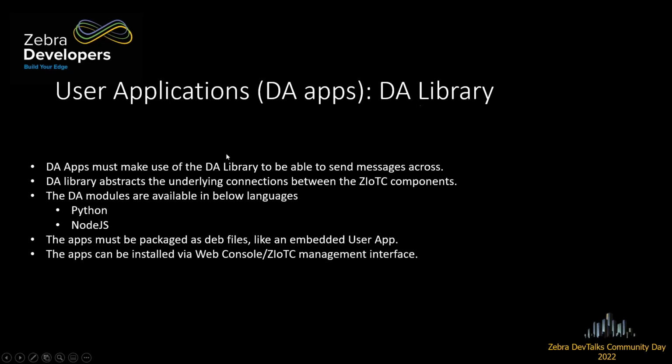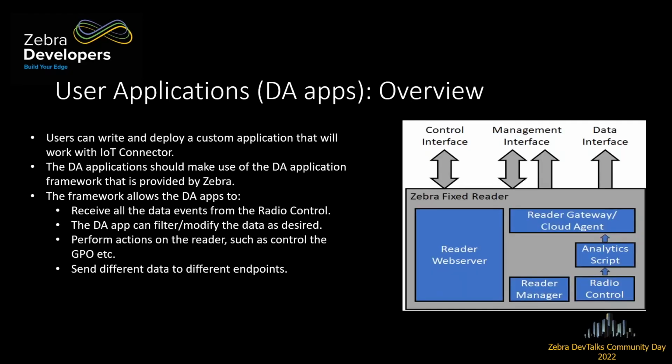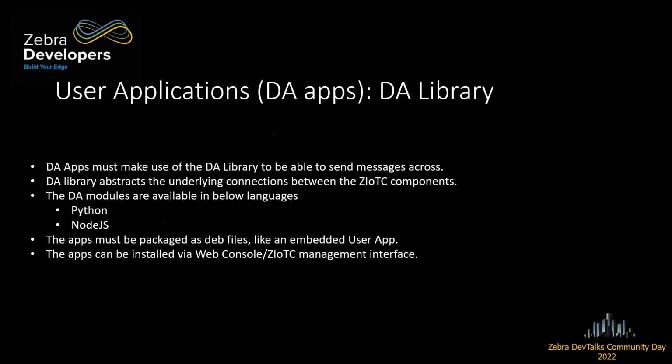What the library also does is it completely abstracts the underlying connection, so the analytics script doesn't need to worry about how do I connect to radio control, how do I connect to reader gateway. Like in the previous slide, we were talking about, it places itself between these two. The script itself doesn't need to worry about it. Once the Python or the JavaScript has imported the appropriate module, the module internally is taking care of establishing those connections to the appropriate components, and the user script as such doesn't need to worry about it.